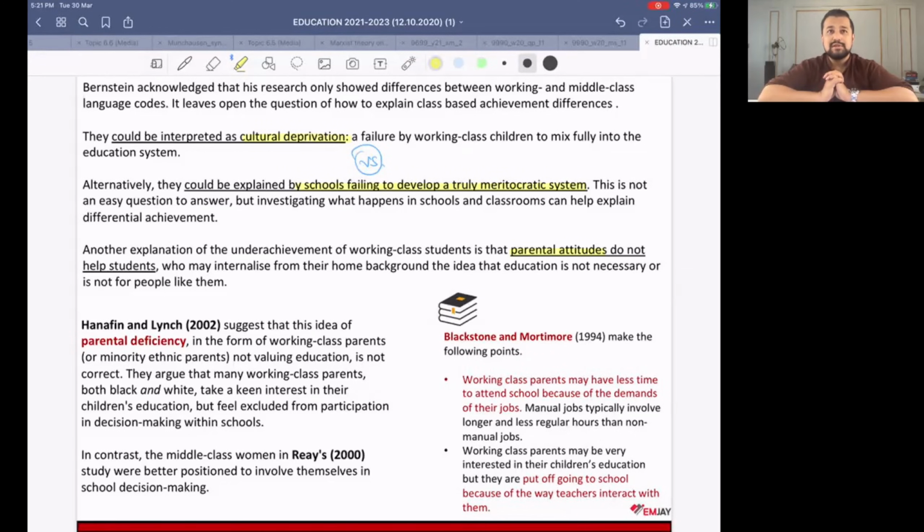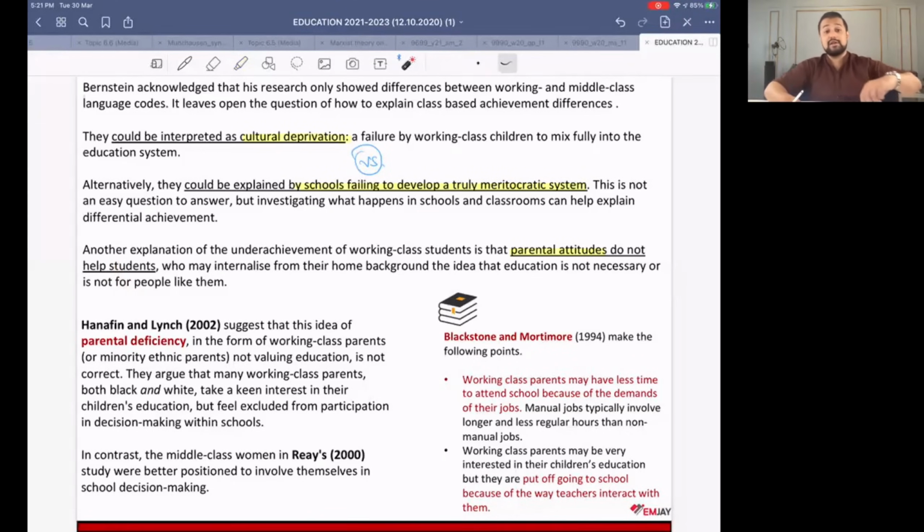In other words, we could say that the working class pupils, because of their home background, because they've internalized their home background so well, have come to see the education system as a system that isn't really for them, wouldn't really be able to help them, right? We could discuss this under this term parental deficiency too.